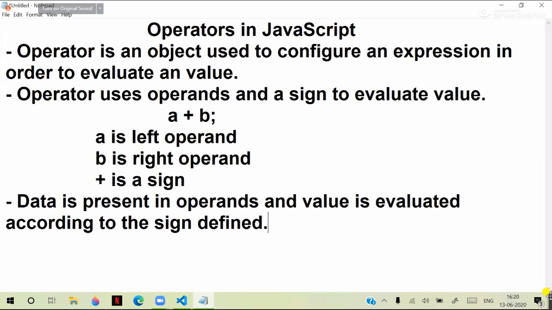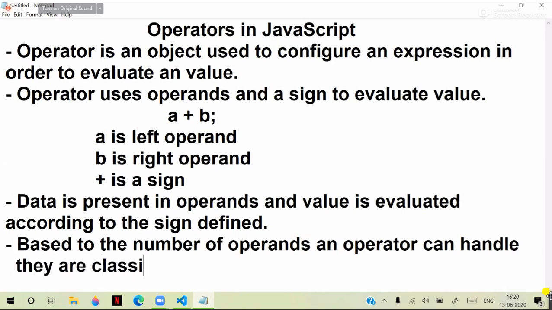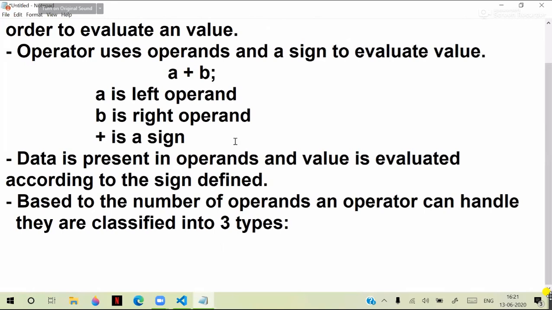And important is, based on the number of operands an operator can handle, operators are classified into three types. Actually, based on how many operands an operator can handle, they are classified into three types.